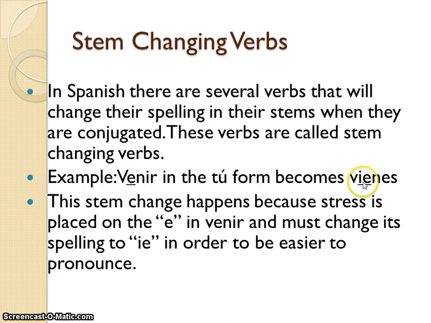So it has to change its spelling, okay, in order to be easier to pronounce, because venes has stress. It's a little bit harder on your tongue. So vienes rolls a lot smoother. If we didn't make the stem change and we just left it in E, you would have to remember to put an accent mark there. It would require that, and we don't want to have to mess with that. Okay, so you have to change that E to IE, and there's others.